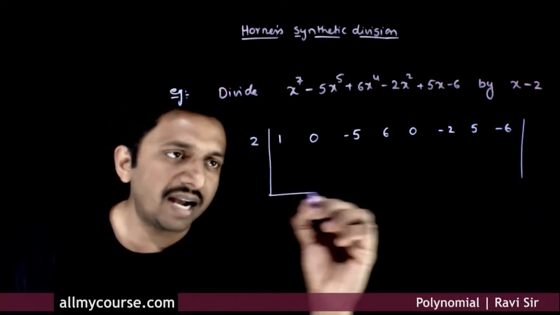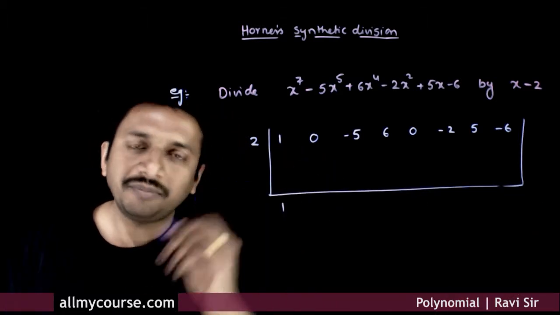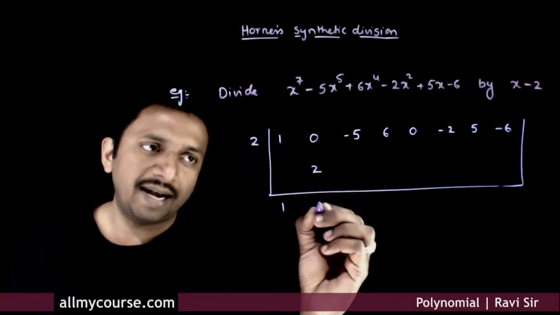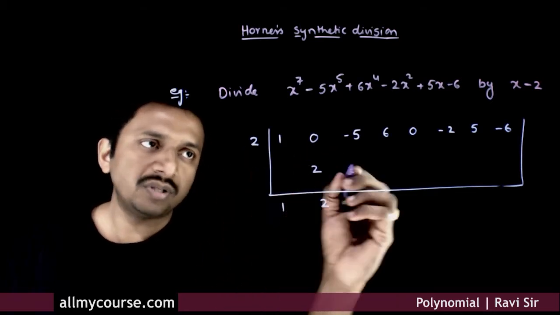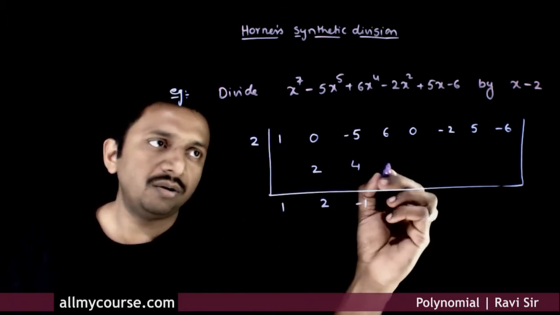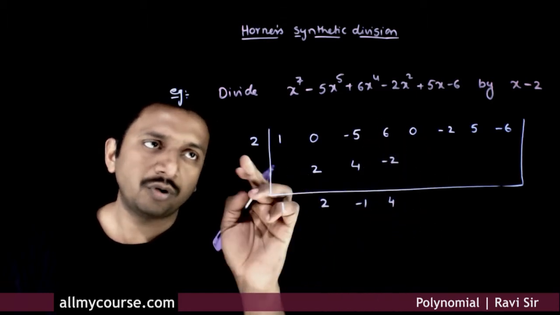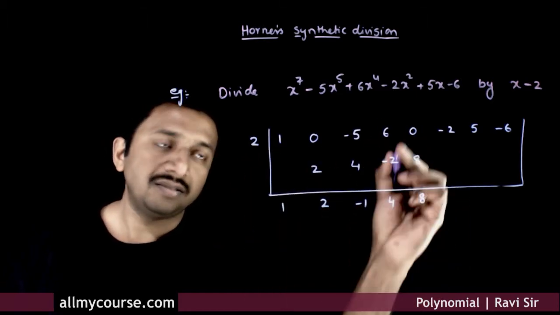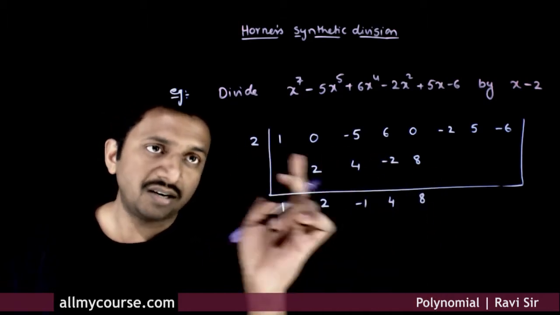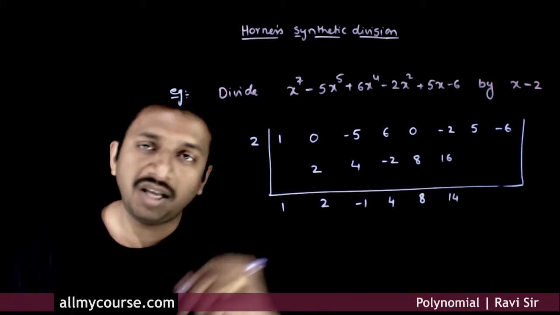So now let us start our division process. So let us carry this 1 directly. So now 1 2s are 2 and the sum is 2. 2 2s are 4. The sum is minus 1. Minus 1 into 2 is minus 2. 6 minus 2 is 4. 4 2s are 8. 0 plus 8 is 8. 8 2s are 16. 16 minus 2 is 14.